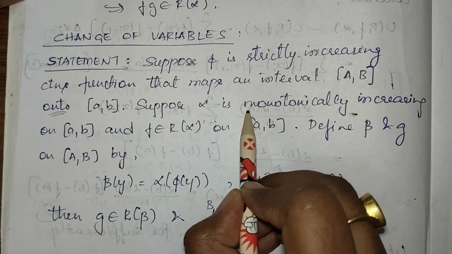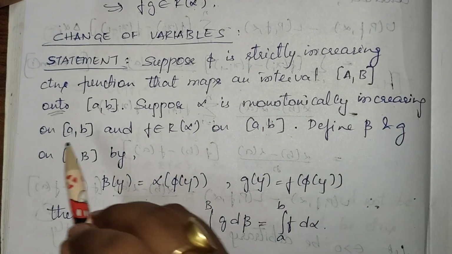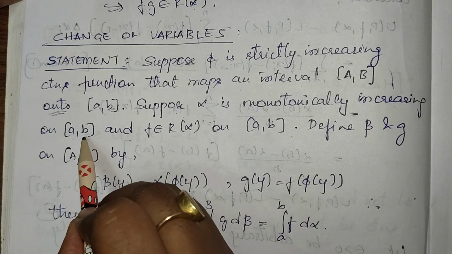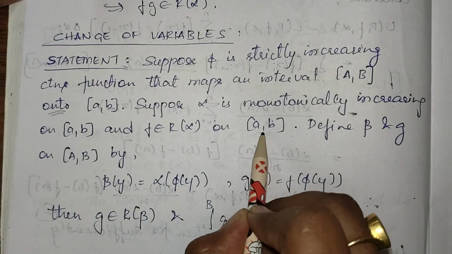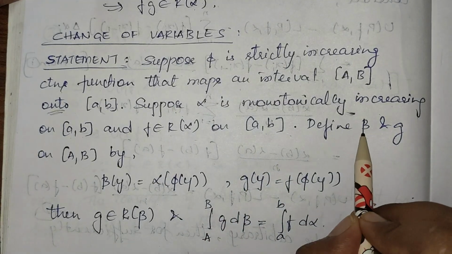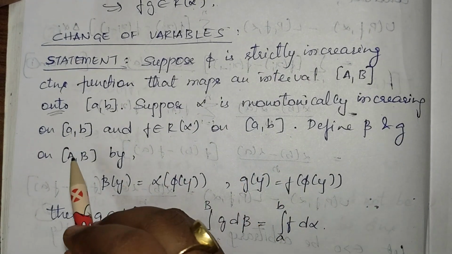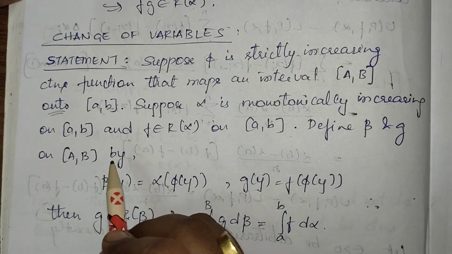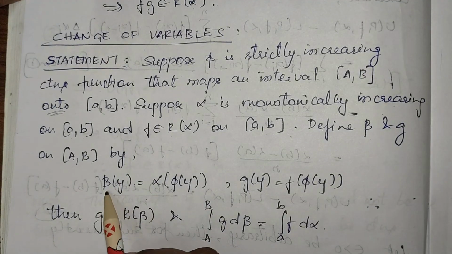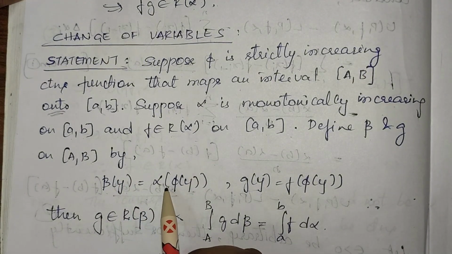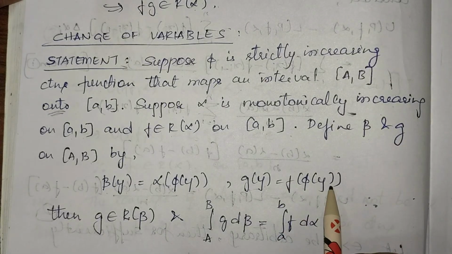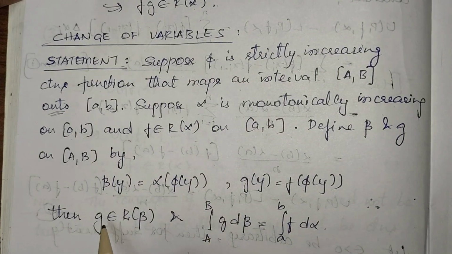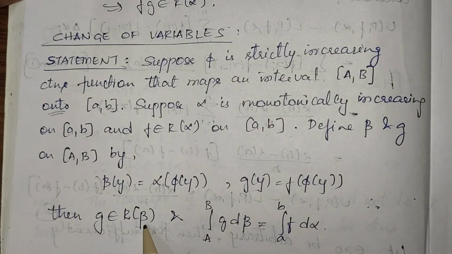Suppose alpha is monotonically increasing on the closed interval [a, b] and f belongs to R of alpha on [a, b]. Then define beta and g on the closed interval [A, B] by beta of y equals alpha of phi of y, and g of y equals f of phi of y. Then g belongs to R of beta.